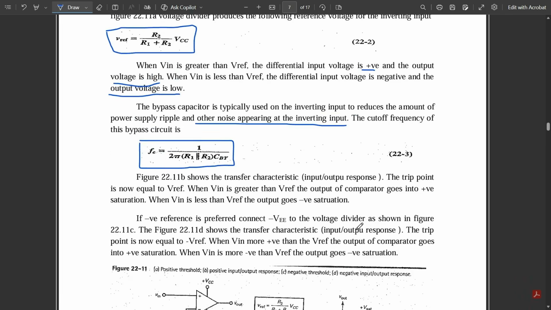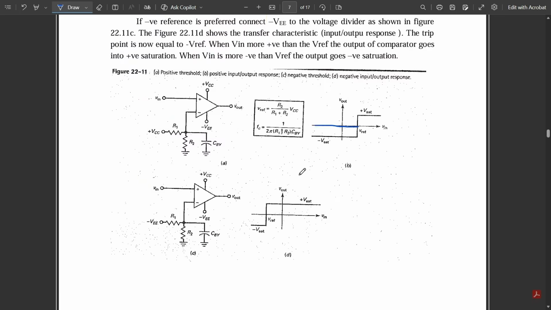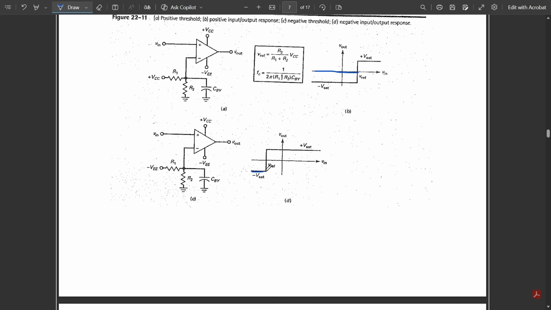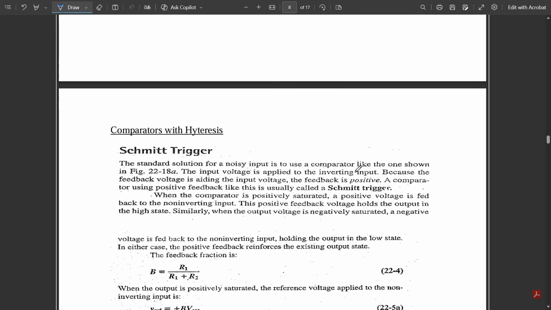Now for a negative threshold, when V in is greater than V reference, voltage is low, and for V in less than V reference, the voltage is high. So with respect to that, this is the plot we get for a negative threshold. Okay, so this is with respect to comparator with non-zero references.